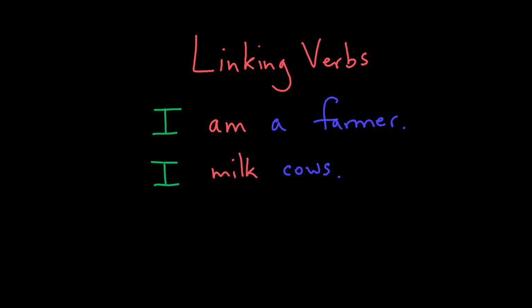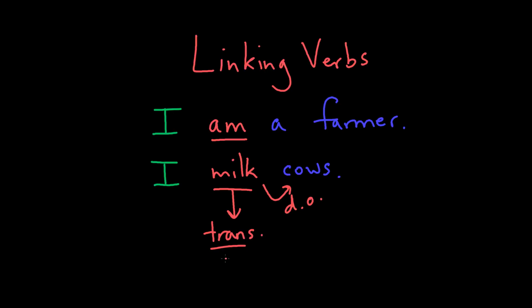If you look at these two sentences, what is the difference in terms of the verbs that are being used? Well, if you look at the second one, milk, this one has a direct object. So milk who or what? Then the answer is cows, and cows is the direct object, which means that milk is a transitive verb.